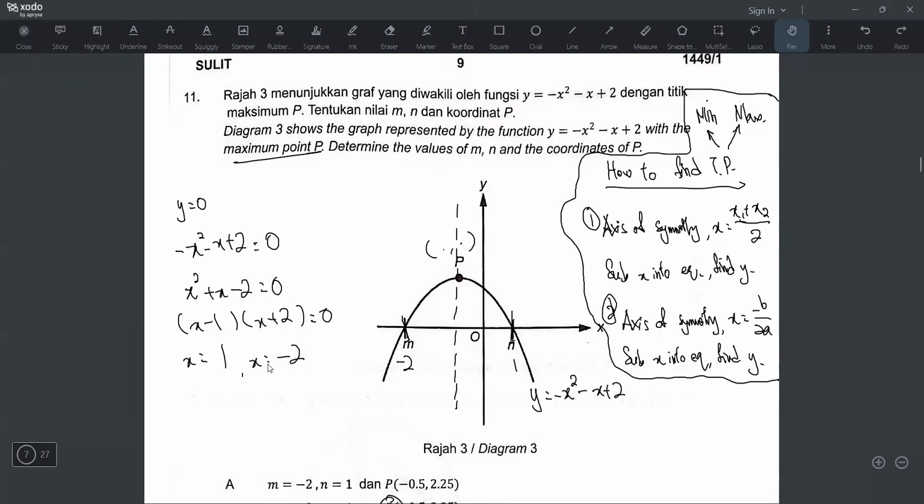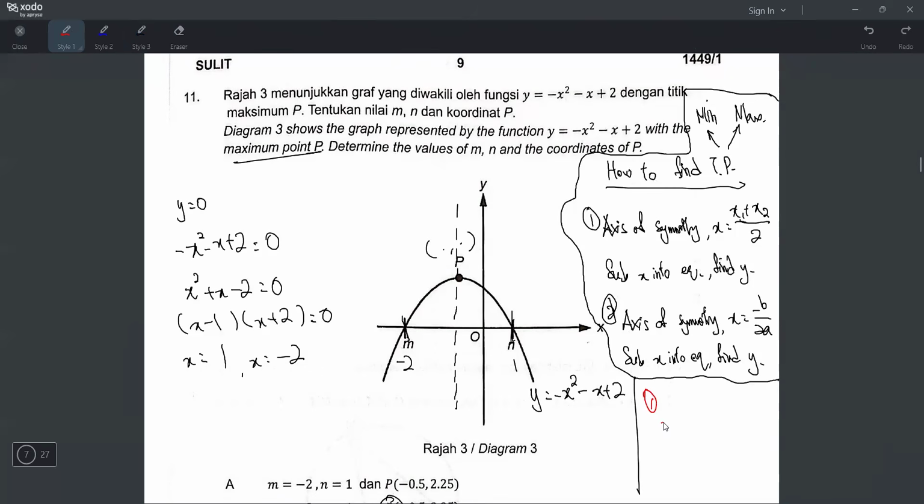Now I will apply the method to find the turning point. I'm going to use the first method, so let's use red color. Method number 1, to find the axis of symmetry, you simply take the roots, which are negative 2 and 1, add them and divide by 2. For this question, we can use this method because this quadratic curve has two different roots. So you get negative 1 over 2 here, and that will be my x coordinate. At the same time, it's also the axis of symmetry.